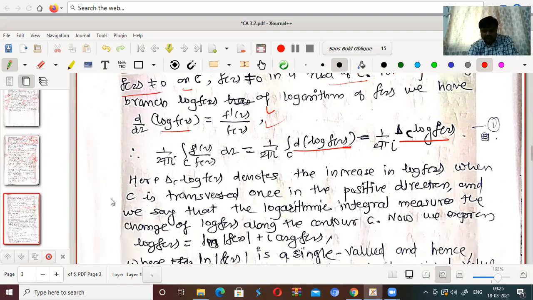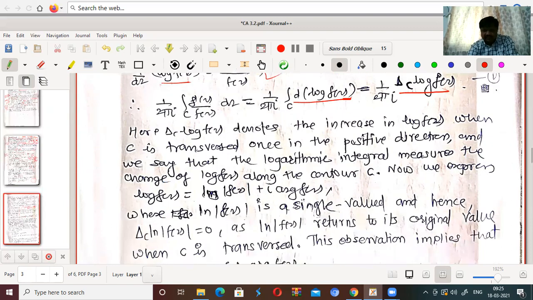Here, the change in log of f of z over C denotes the increase in log f of z when C is traversed once in the positive direction, and we say that the logarithmic integral measures the change of log f of z along the contour C. Now we express log f of z in this way. We know that log f of z can be written as log of mod f of z plus i into argument of f of z, because we know that log z is log of mod z plus i into argument of z. In the same way, log f of z is also there.